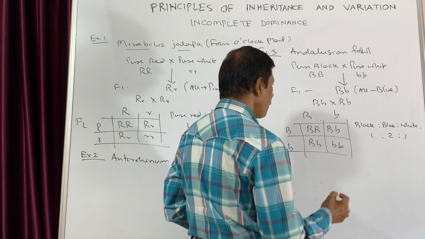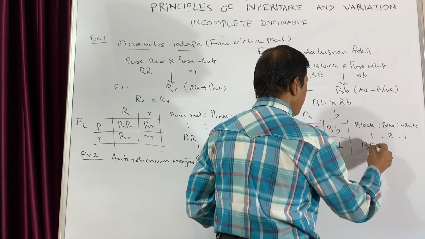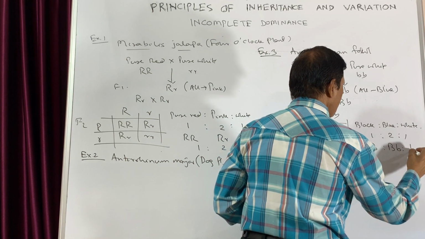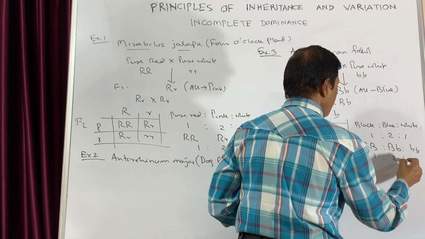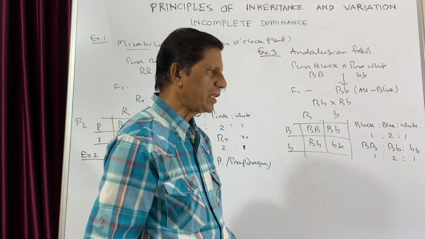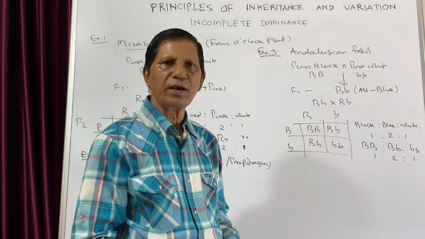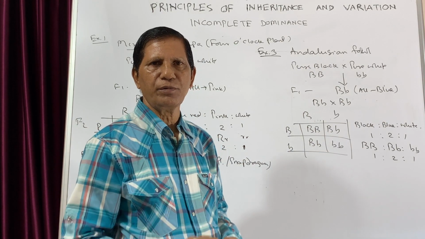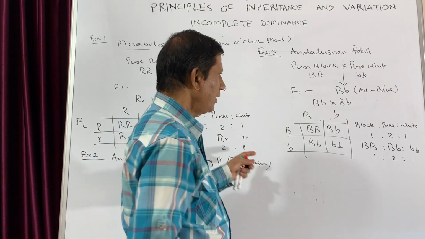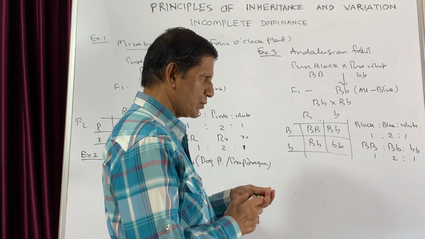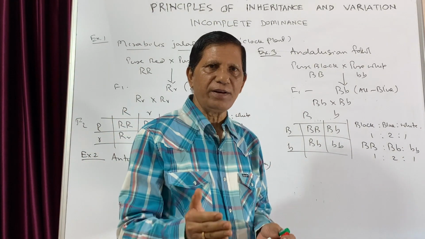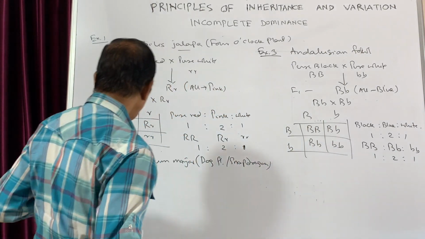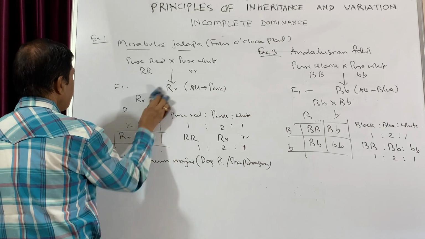Now we will come to the genotype. In the genotype, this is BB, capital B small b, and small b small b. So these are also in the ratio of 1:2:1. That means both phenotypic and genotypic ratio are the same, 1:2:1. This is a very important question also from the examination point of view. So these are the different examples. Now we have to explain why such things take place.